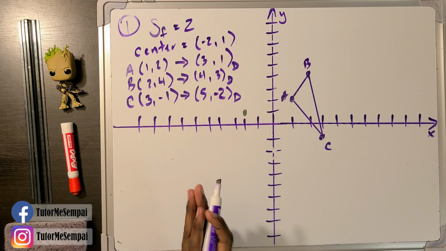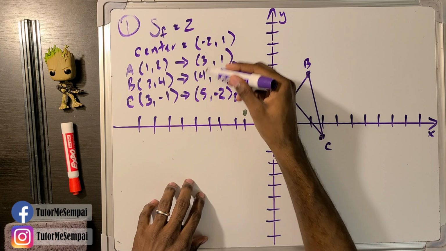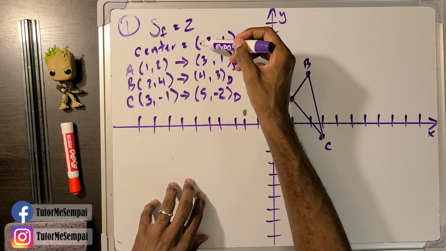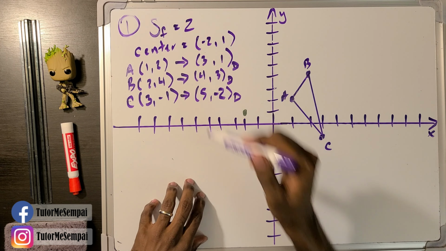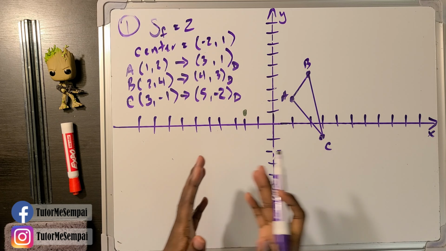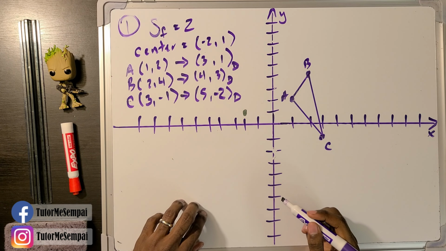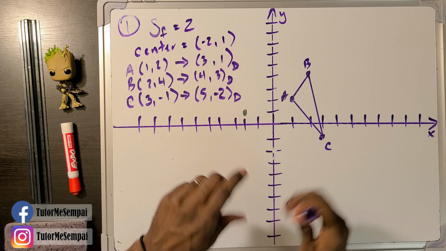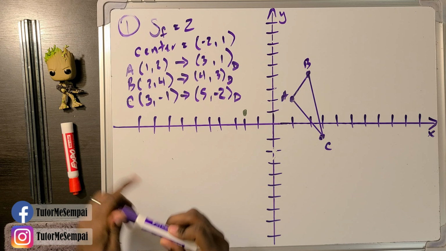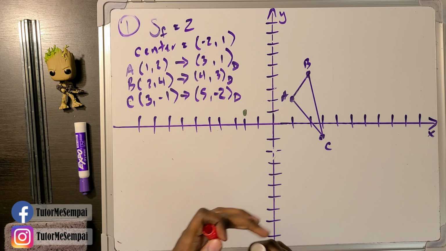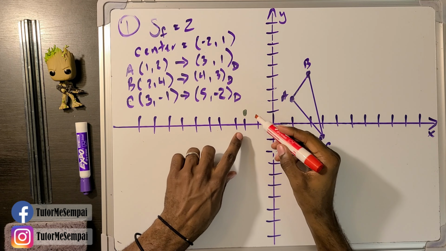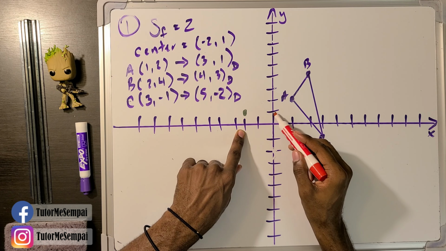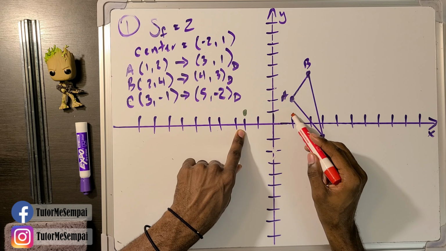Now we want to have a scale factor of 2, meaning we want to double these distances. So all you have to do now is multiply each one of these distances by the scale factor, or simply go twice as far for each one of these distances. Let me show you what I mean. So if we want to go twice as far for A, let's use a different color here. Instead of stopping at 3, 1, let's go twice as far. So we're going to go 3, 1, 2, 3, and then do another 3.